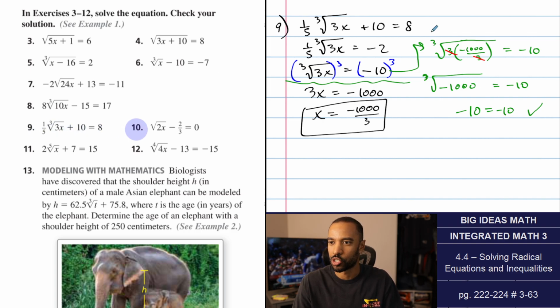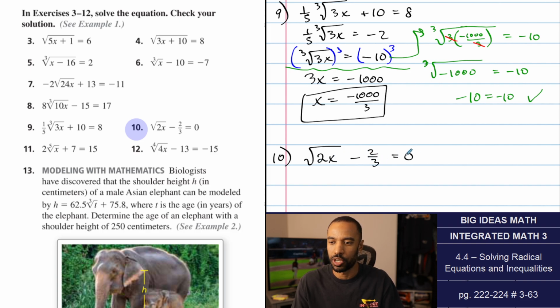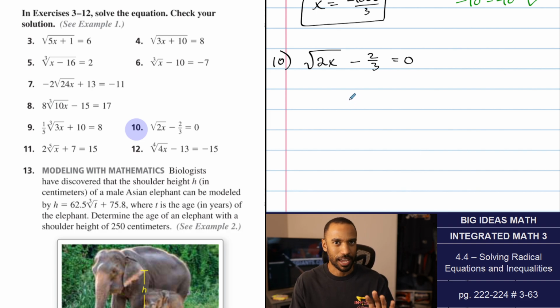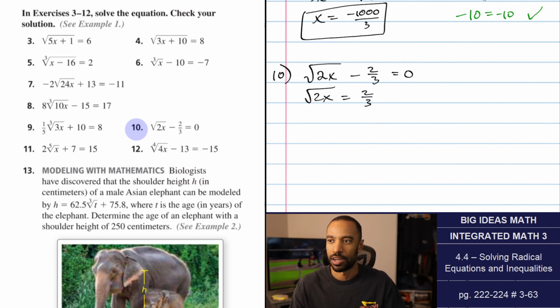Number 10, we're back to a square root. I anticipate more square roots in the future with problems, especially involving variables, but who's to say, right? They really seem to be pushing the cube root stuff quite often here. The problem is the square root of 2x minus 2/3 equals 0, and they're getting different kinds of answers too, like fractions. Anyway, let's get this thing by itself before we square both sides. Let's square both sides like that.